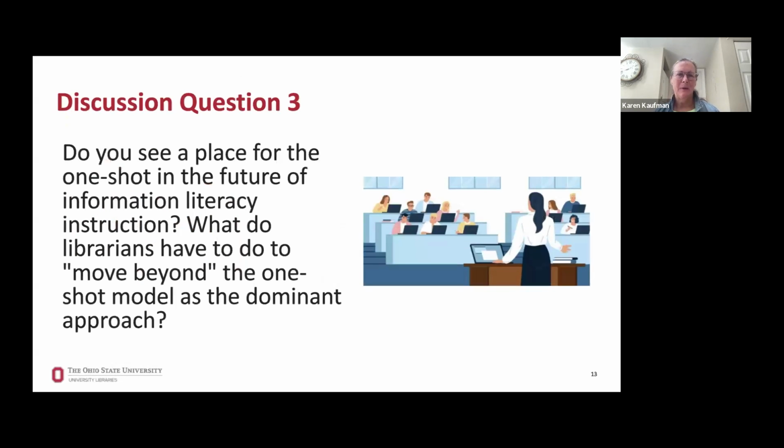To question number 3. So for our panelists, do you see a place for the one-shot in the future of information literacy instruction? What do librarians have to do to move beyond the one-shot model as the dominant approach? And there's already been some great discussion around this idea, but opening this up for our panelists, anybody want to get us started?